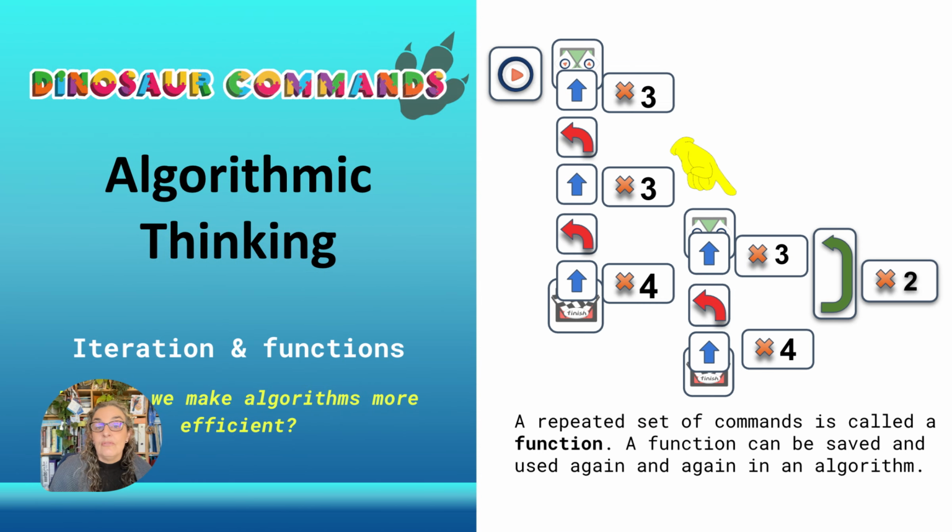A repeated set of commands is known as a function, or it can be known as a procedure. They have 2 slightly different meanings, but we will use either function or procedure just to help with the students. A function or procedure can be saved and can be used in the algorithm or in a computer program again and again. So if you know something is working well, it can be saved and then recalled to be reused in a program.